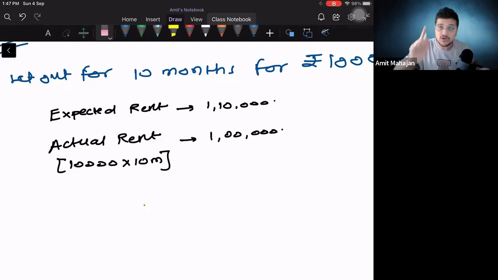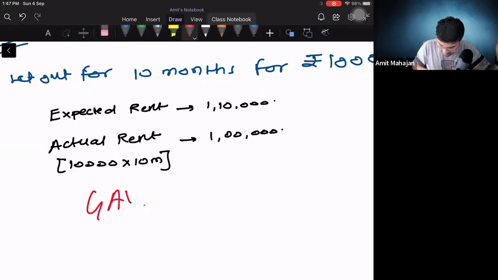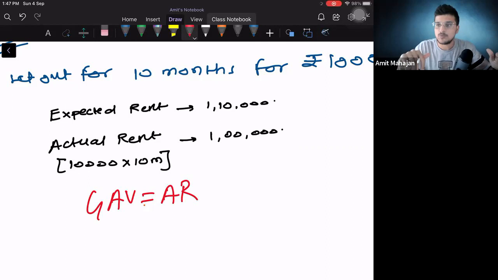And that's why we will not use the formula expected rent or actual rent, whichever is higher. If my actual rent is lower than the expected rent due to vacancy, then in that case, I will consider my GAV is equal to actual rent. Did you understand why I did not consider expected rent as 1,10,000 and why I did not consider GAV is 1,10,000? Because my actual rent was less than the expected rent due to vacancy.